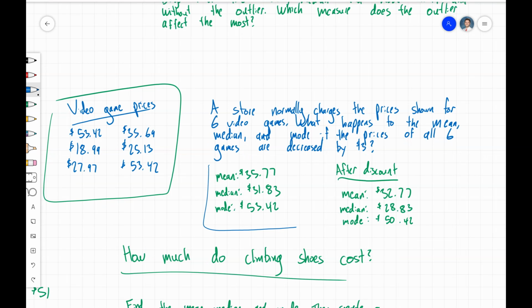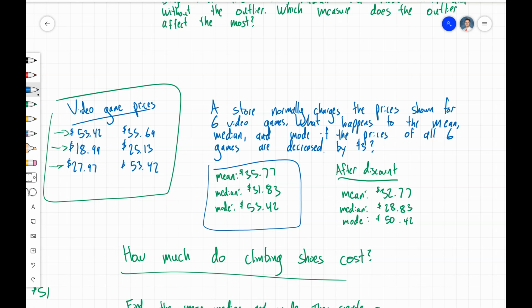Now, if we look here, the mean for these video game prices is $35.77. The median is $31.83, and the mode is $53.42. Now, after we take into account this $3 discount, that means each item is going to decrease by $3. So this $53.42 would now cost $50.42. This would be $15.99. This would be $24.97. You get the point. Now, it's pretty interesting.